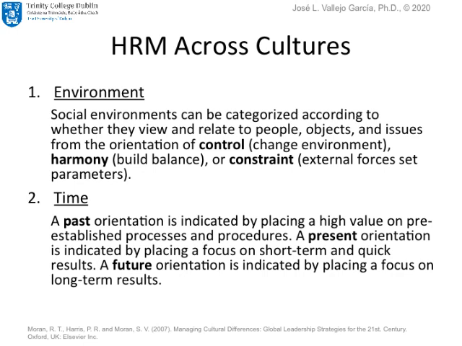So we have the first two dimensions here. We have the environment and time. For example, in the environment we have three types of cultures: control-oriented cultures, harmony-oriented cultures, and constraint-oriented cultures. Of course, I will explain all those in detail in the next slides.